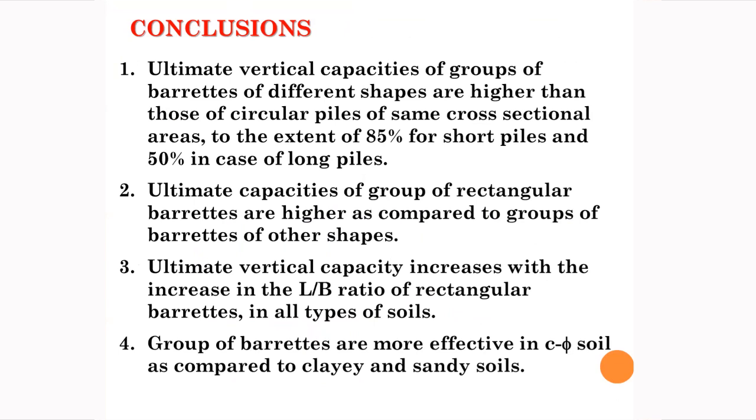Coming to the conclusions, the important conclusions drawn from this research work are that the ultimate vertical capacities of the group of barrettes of different shapes are higher than those of the circular piles of the same cross-sectional area, to the extent of 85% for the short piles and 50% in case of the long piles. Ultimate capacity of the group of rectangular barrettes is higher as compared to the group of barrettes of other shapes. Ultimate vertical capacity increases with the increase in the L/D ratio of the rectangular barrettes in all types of soil. Groups of barrettes are more effective in C5 soil as compared to the clay and sandy soil.